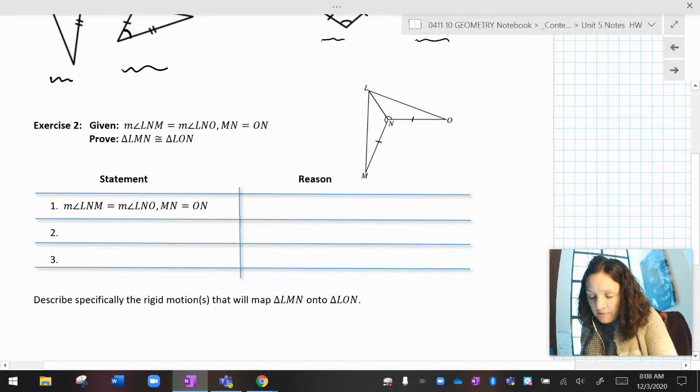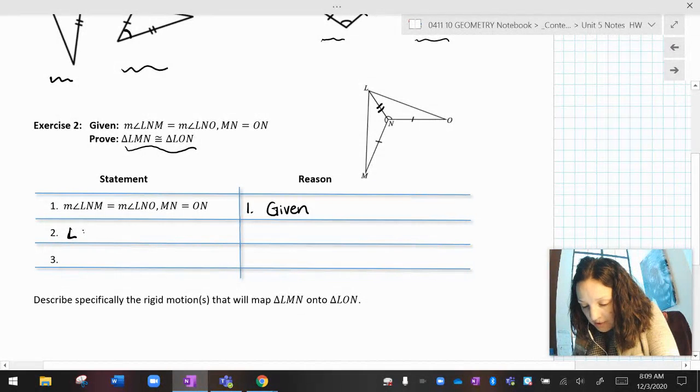So I'm going to erase that for a second and go back to the beginning and say, all right, now that I have a plan, I know I can do it. Now I'm going to write it out. The measure of the angle is equal to the measure of the angle. The side equals the side. Why do I know that? Well, because they told me. So reason number one is given. Thing number two, if I'm supposed to prove these triangles congruent, I need to explain why LN lines up for both. So I am going to say LN is congruent to LN by the reflexive property.